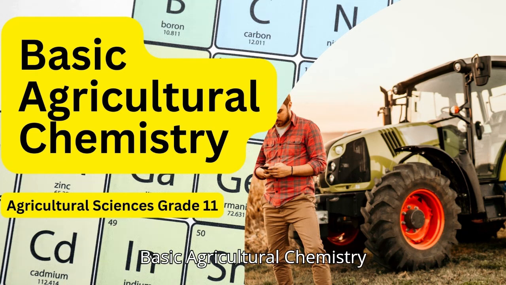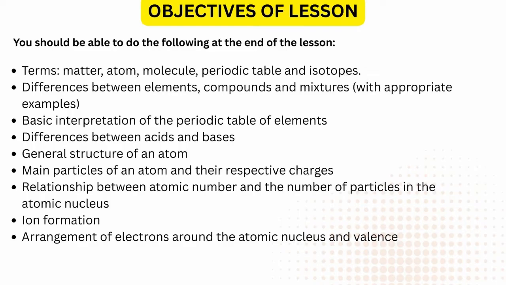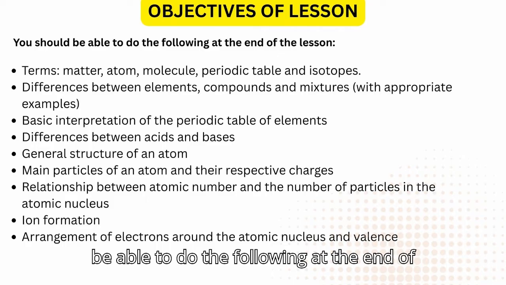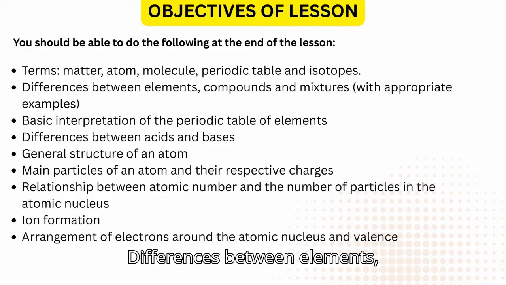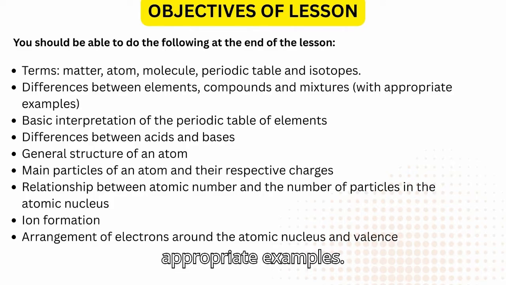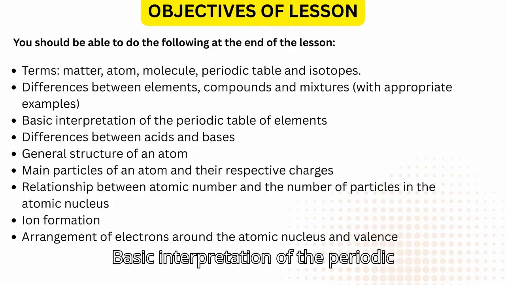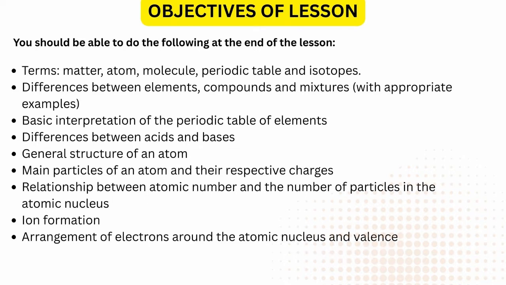Basic Agricultural Chemistry. Grade 11. Aim of lesson. You should be able to do the following at the end of the lesson. Terms: matter, atom, molecule, periodic table and isotopes. Differences between elements, compounds and mixtures, with appropriate examples. Basic interpretation of the periodic table of elements.